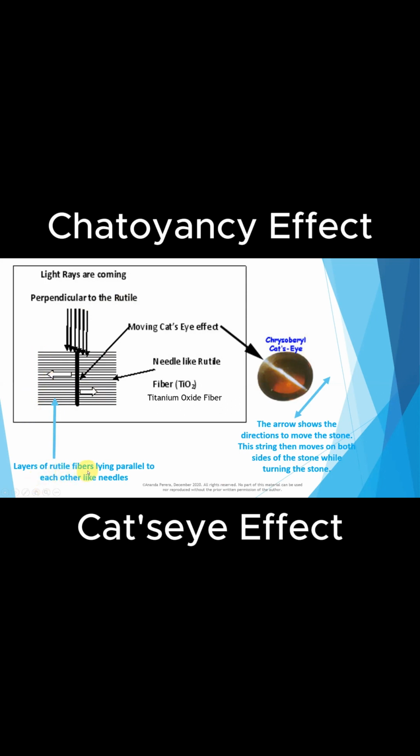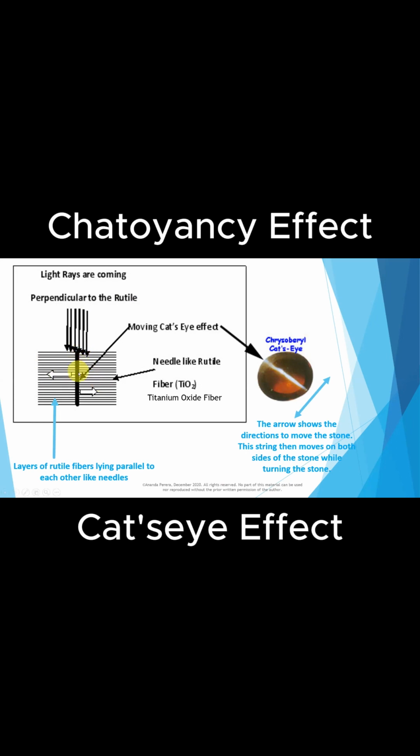Layers of rutile fibers lie parallel to each other like needles inside the stone. The stone consists of only one parallel layer. Then light rays are coming perpendicular to this parallel layer. Then see what's happening when the light comes perpendicular to this surface.